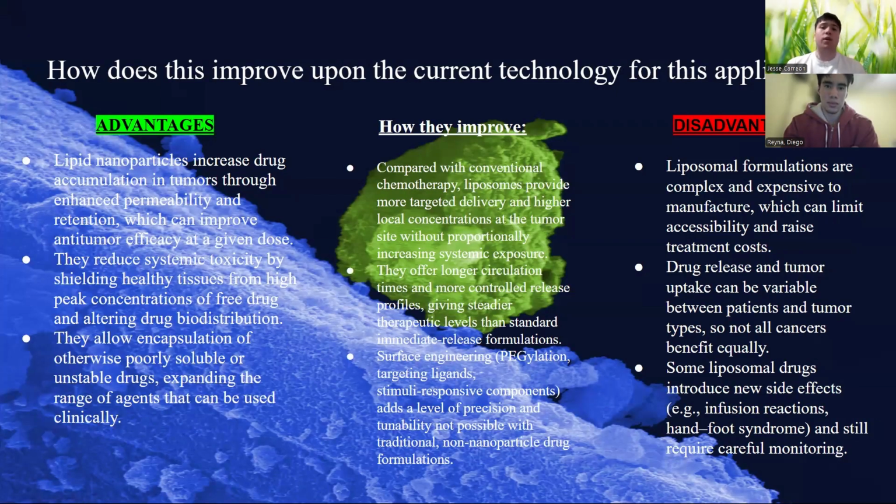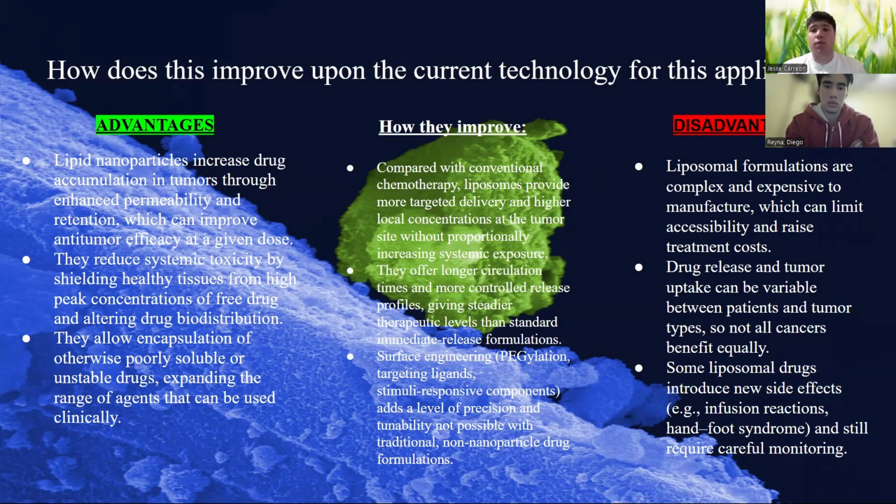Now, how does all this improve the current technology for this application? Well, some advantages are lipid nanoparticles increasing drug accumulation in tumors through enhanced permeability and retention, which can improve anti-tumor efficacy at a given dose. They also reduce systemic toxicity by shielding healthy tissues from high peak concentrations of free drug and altering drug biodistribution. They allow encapsulation of otherwise poorly soluble or unstable drugs, expanding the range of agents that can be used clinically.